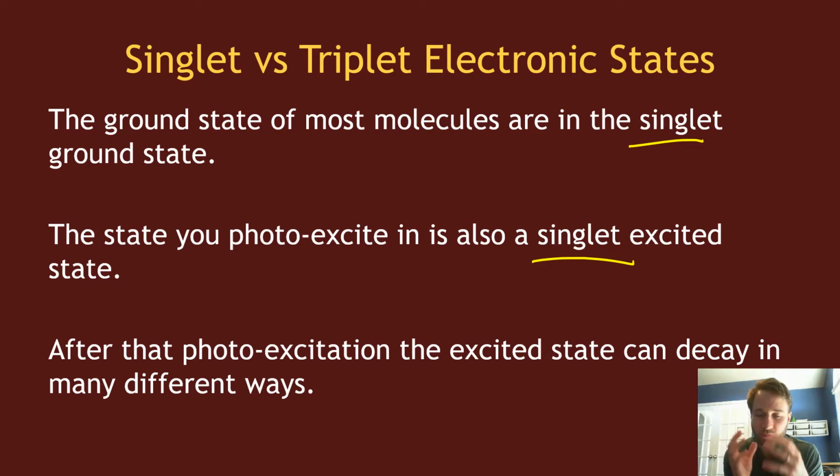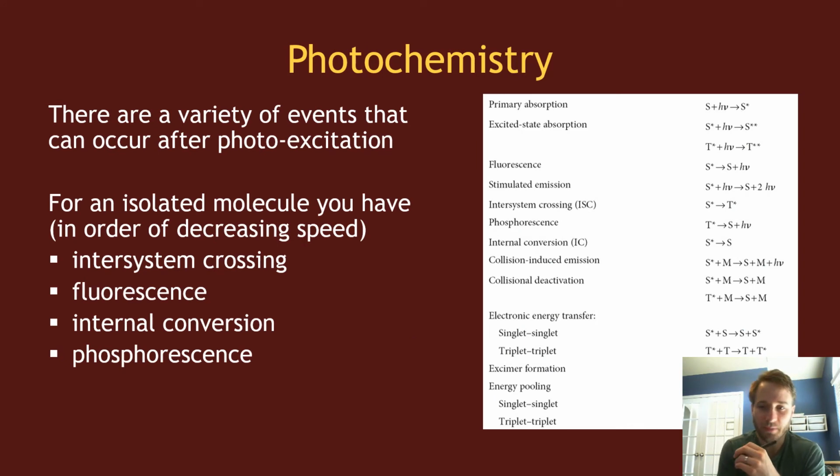And then once you've formed that photoexcited singlet state, that thing can decay back to the ground state in a variety of ways. And so we'll discuss that now. So, the types of processes that can occur in photochemistry, there's a bunch given on this table on the right, okay?